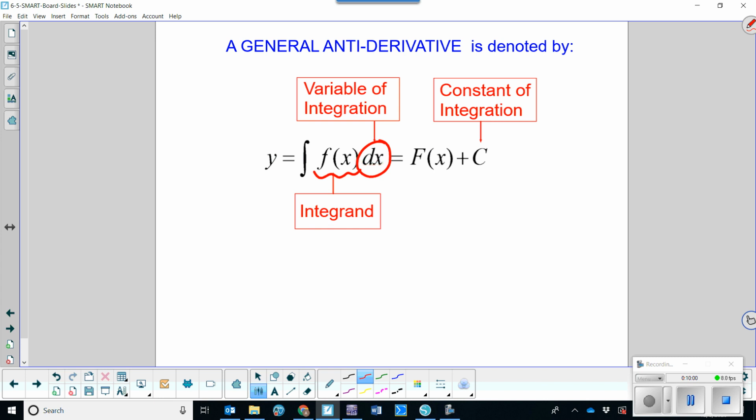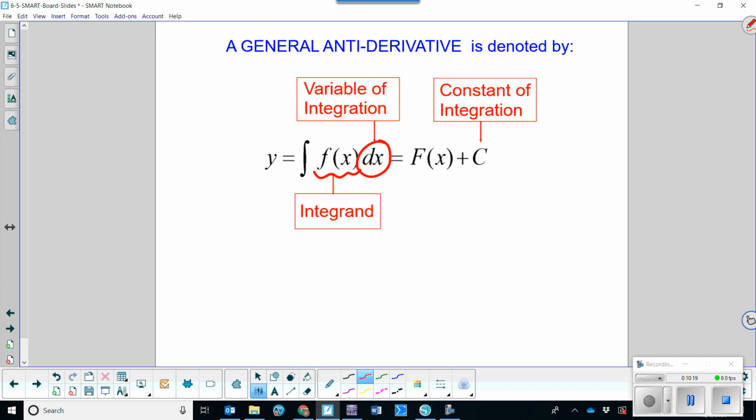It will never make sense to write integral dx times f of x or something like that, okay? So your antiderivatives start with the integral sign, end with the dx, and then inside is the integrand.